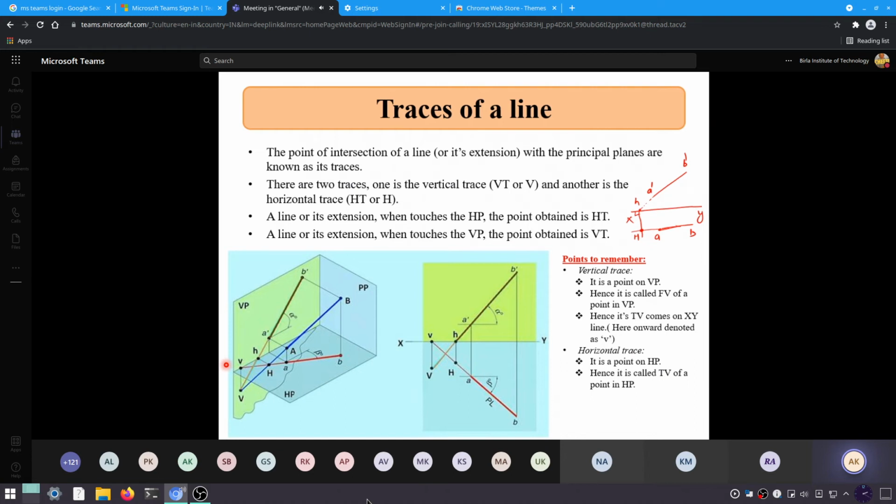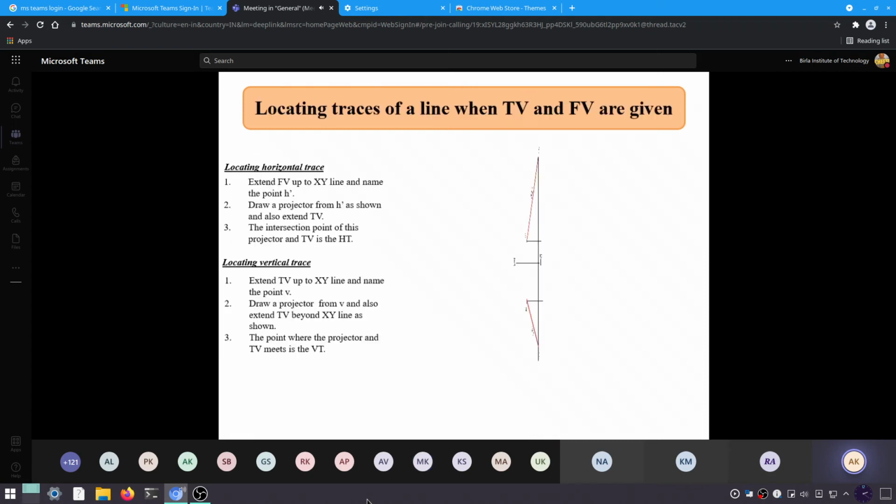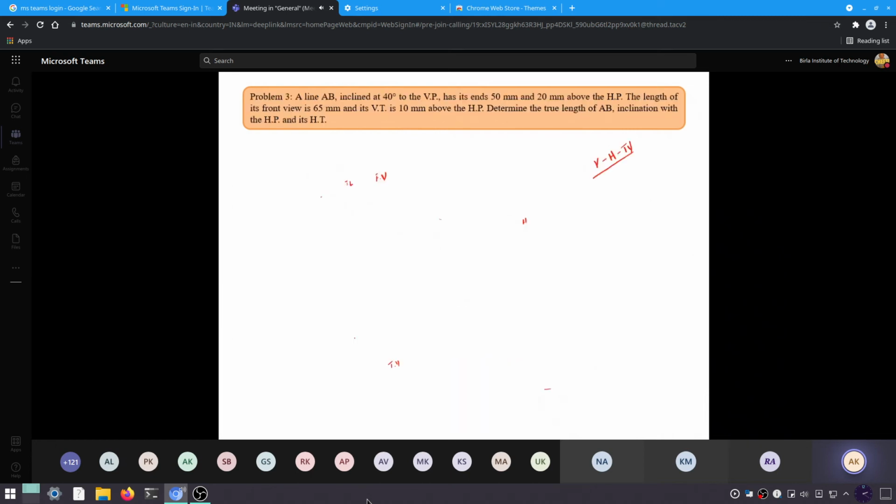Yes, sir. So that's why in our revision, the front view, small h and capital V lie in the same line, and small v, capital H and the top view lie in the same line. Fine? Let's go back to our previous problem.